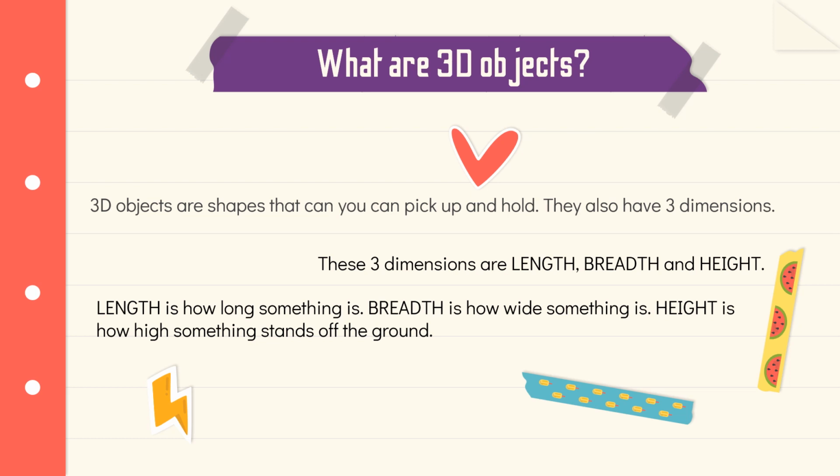What are 3D objects? Well, 3D objects are shapes that you can pick up and hold. They have 3 dimensions. So these are objects that you can pick up physically off the ground. The 3 dimensions that they have are length and breadth and height. Length is how long something is. Breadth is how wide something is. So we can also call breadth width sometimes. And height is how high something stands off the ground. Height is the 3rd dimension of a 3D object. So a 2D object does not have height.